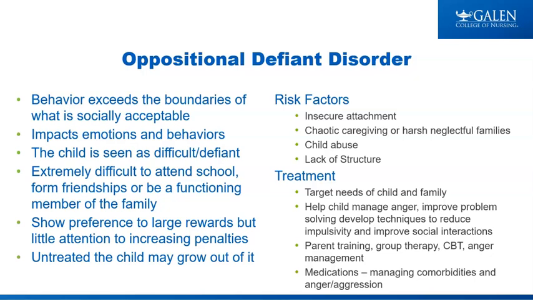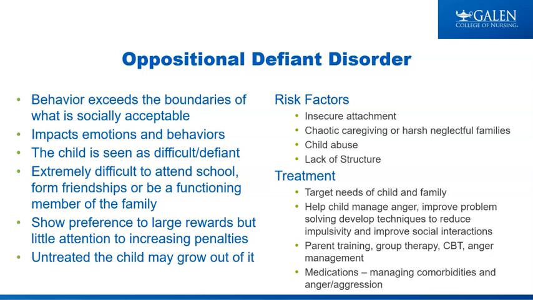They're going to lose their temper, they're going to argue with family, they're going to blame others, they're going to get annoyed easily. They're not going to follow directions given by authority figures. They like large rewards but don't care about penalties. Untreated, children with ODD can grow out of it. It's not a guarantee, but they may. Some will always have social difficulties, problems with authorities, or academic problems.